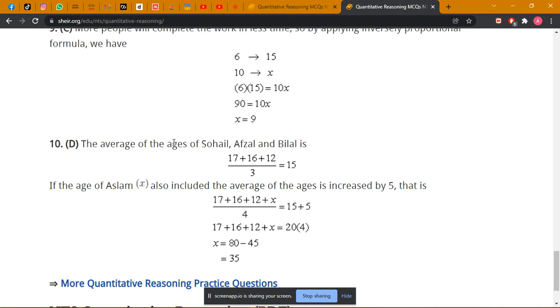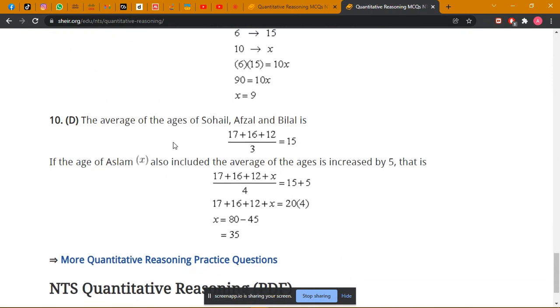So, when we included Aslam, the average increased by 5. So, as you can see, now apply another formula of average. 17 plus 16 plus 12 plus x, where x means the age of Aslam, over 4, meaning the four of them, is equal to 15 plus 5. 15 means the average of the three of them, Suhail, Afzal and Bilal, and 5 is the increase in the average when Aslam is included. So you can calculate the value of x is equal to 35. So 35 is the age of Aslam here. Got it.